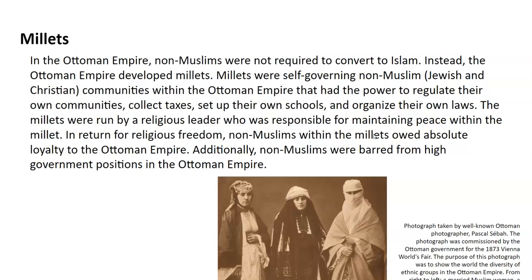So in all the different areas of the Ottoman Empire, there were millets that had the power to regulate their own communities. They collected the taxes in their communities. They set up schools and they organized their own law. The millets were run by a religious leader who was responsible for maintaining the peace within the millet. In return for religious freedom, non-Muslims within the millets were owed absolute loyalty to the Ottoman Empire. Additionally, non-Muslims were barred from high government positions in the Ottoman Empire.